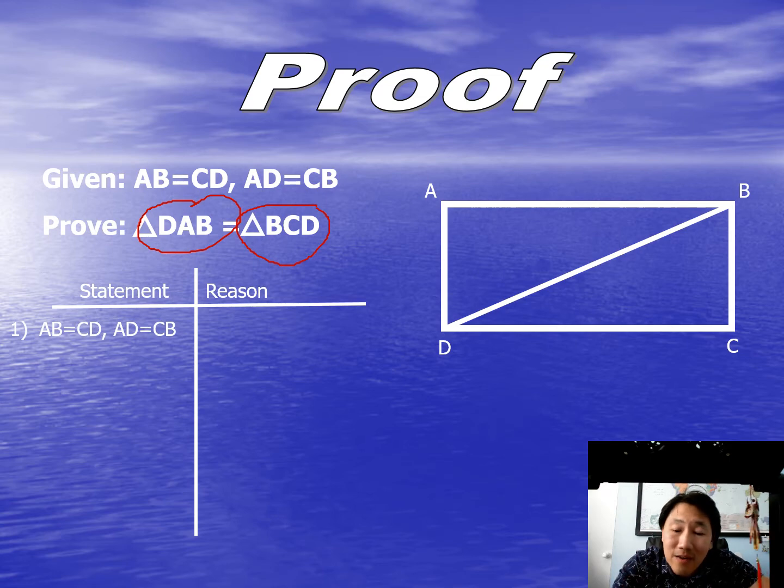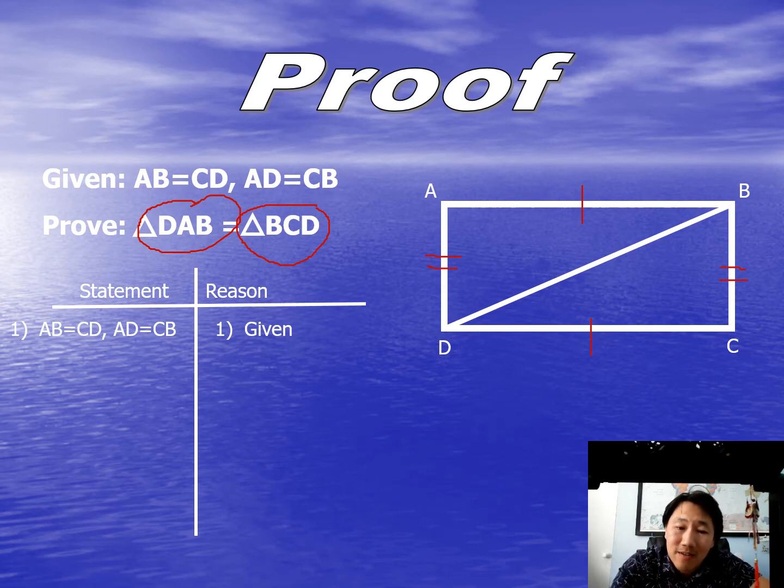and remember with proofs, there are certain things you just have to do. The first step is always the given. The reason is the given. It says side AB is equal to side CD. So they tell you that, so you're allowed to mark it. It also tells you that AD is equal to CB. So you're allowed to mark it when they give it to you. All right, so we got two pairs of sides.